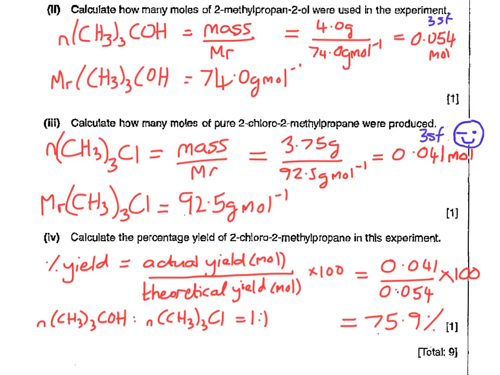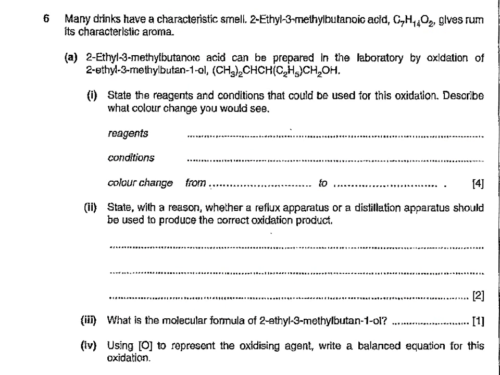The next question. This is again talking about an application of, it looks like a rather complicated looking carboxylic acid, because it says 2-ethyl 3-methyl butanoic acid. So then it says that the 2-ethyl 3-methyl butanoic acid can be made by oxidizing an alcohol. I'm not going to read them out because you can clearly read it for yourself. State the reagents and conditions that could be used for this oxidation. Describe what colour change you would see.